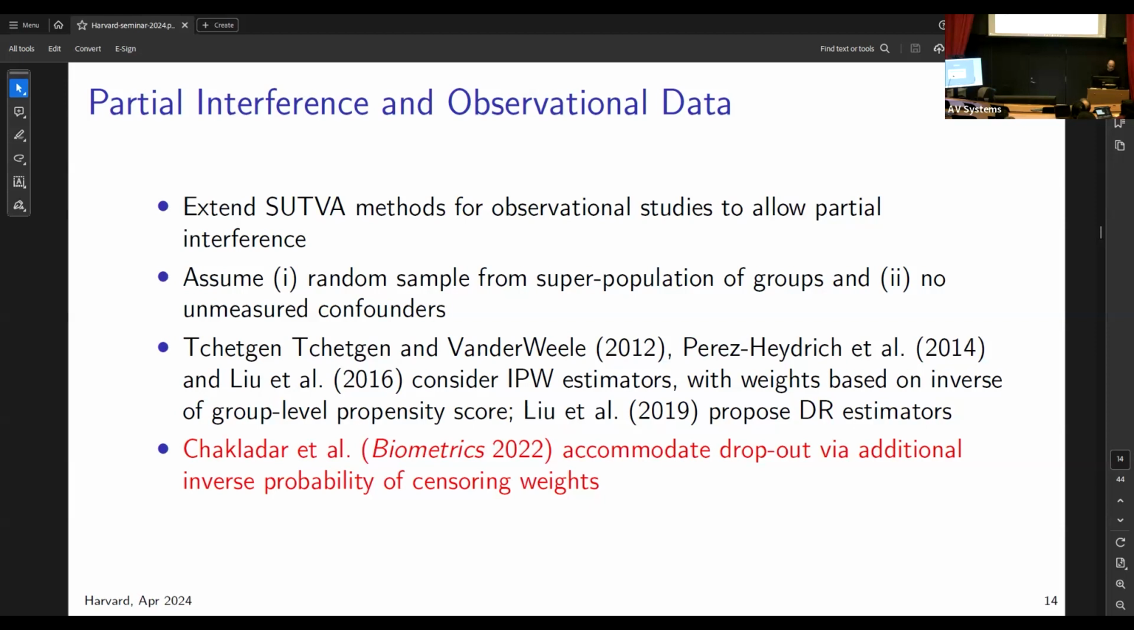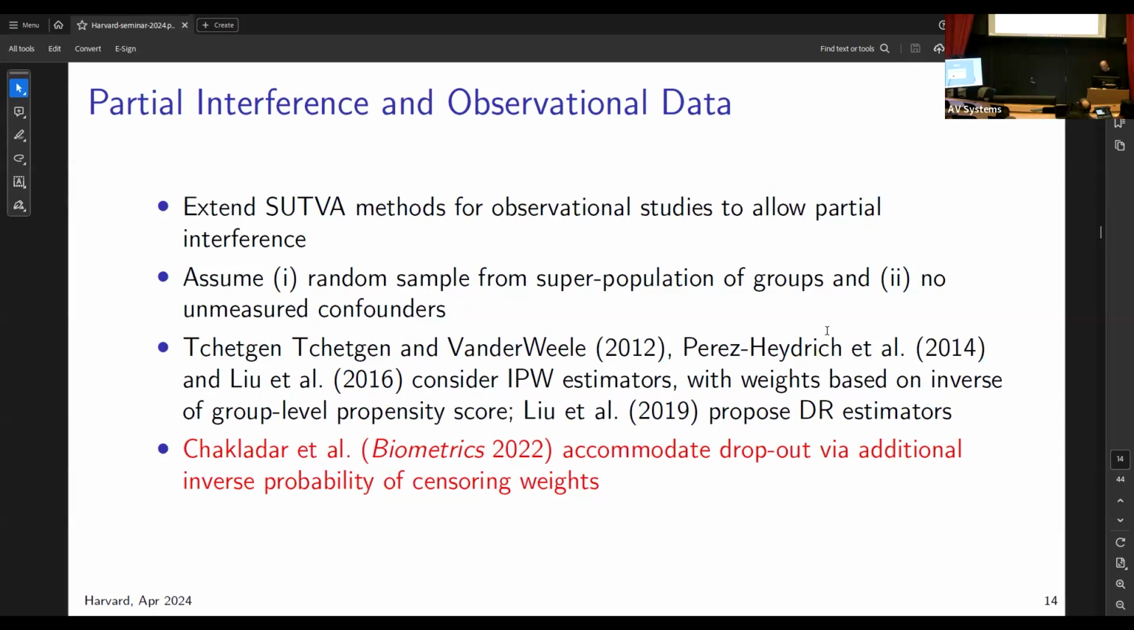of covariates. So for example, Eric and Tyler, this paper in 2012, we're all friends. I can say Eric and Tyler here, right? Everybody knows what I mean. So they had this paper in 2012 where they suggested these IPW type estimators, the extensions of the classic IPW estimators to allow for clustered or partial interference.